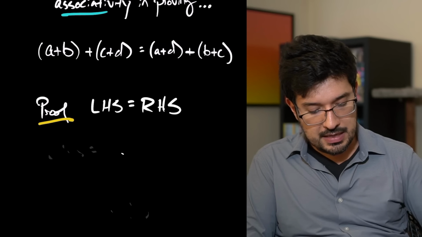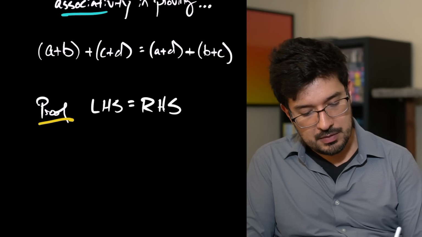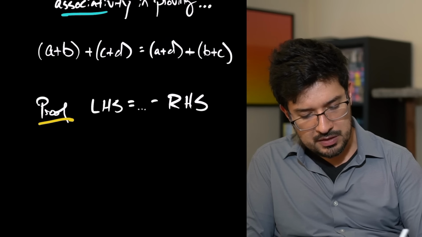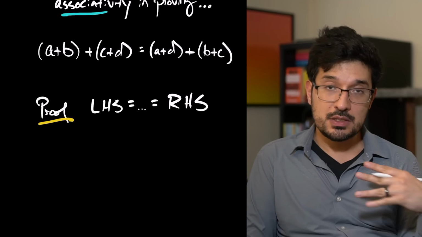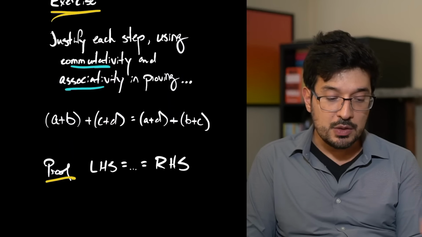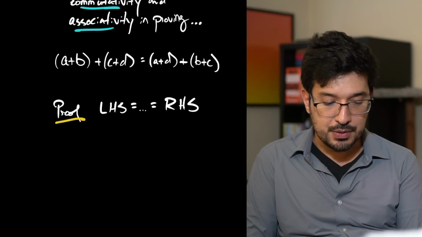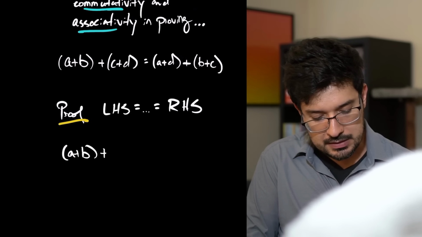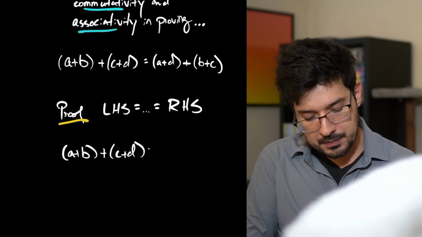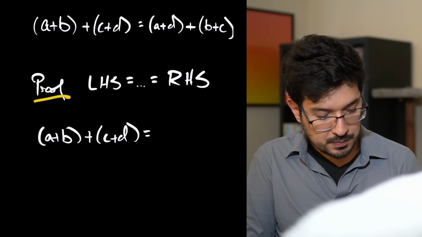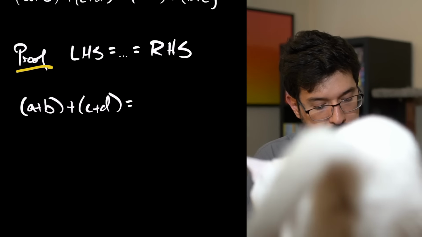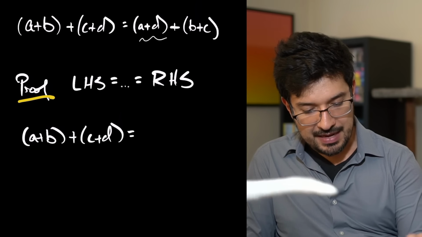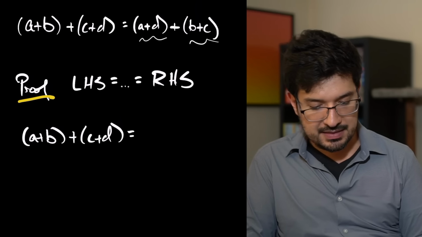So let me erase that, and I'm actually going to remind ourselves, we start with the left-hand side, and we want to use commutativity and associativity to prove this identity. So A plus B plus C plus D is equal to, well, we want ultimately to have A plus D on the left and B plus C on the right.